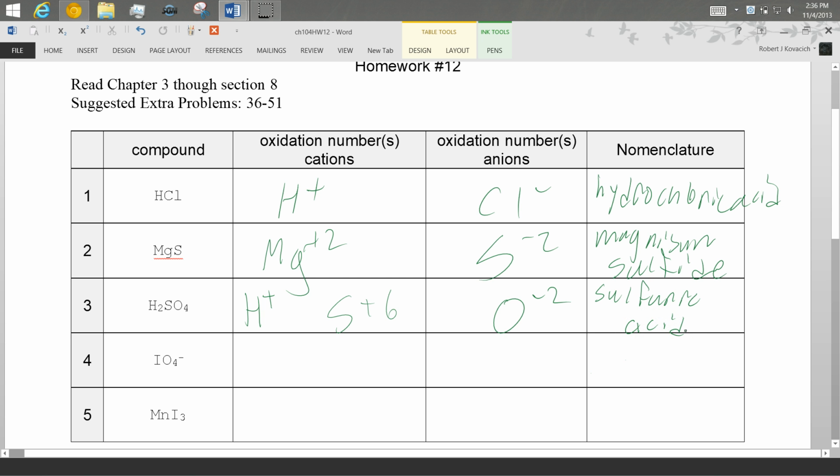It's weird how it's moving that thing, but sulfuric acid, right? How come not hydrosulfuric? There's an oxygen there, so I don't get to use the hydro prefix.